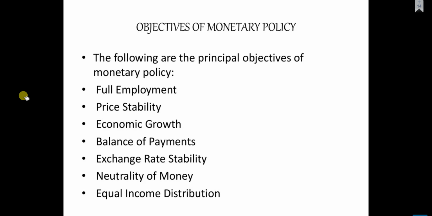The last is equal income distribution. Many economists used to justify the role of fiscal policy in maintaining economic equality. However, in recent years, economists have given the opinion that monetary policy can play a supplementary role in attaining economic equality.